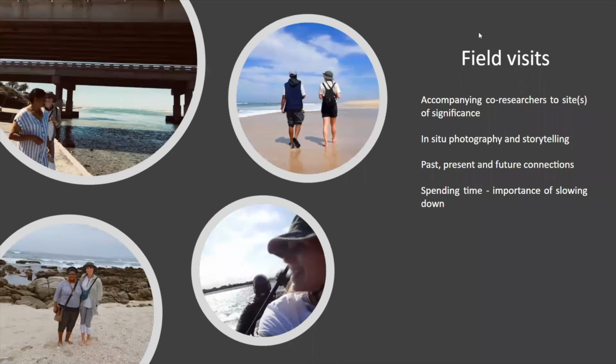So after that, we did field visits. So I accompanied all the co-researchers to sites of significance and where they wanted to go, where we did in situ photography and storytelling. And here it's also important to share that some people wanted to go off and record on their own, whilst others wanted to have a conversation and feel more natural in terms of that way of sharing their story or their knowledge.